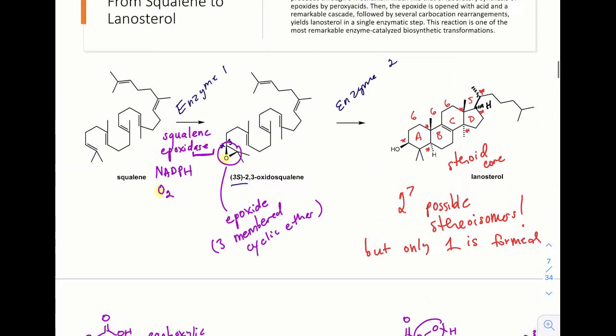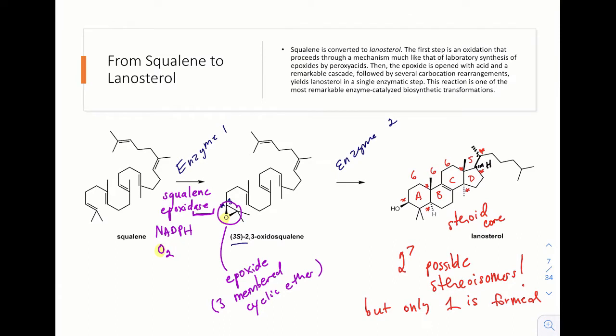in squalene epoxidase, which is heavily chiral, has a very defined three-dimensional shape and exists as one single enantiomer because it's made from one single enantiomer of amino acids. So this enzyme only epoxidizes one face of the squalene, making one single enantiomer of 2,3-oxidosqualene. Amazing, right? Well, what's even more amazing is the second enzymatic step, converting the epoxide to lanosterol.